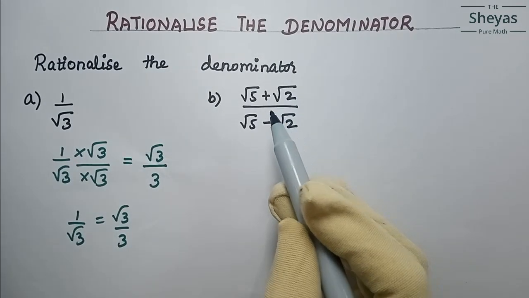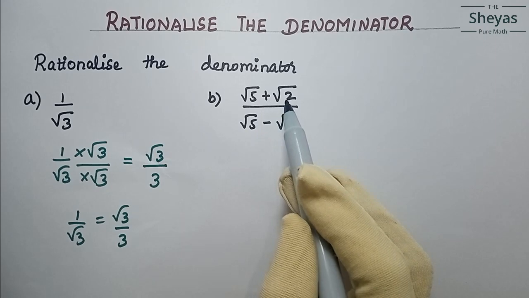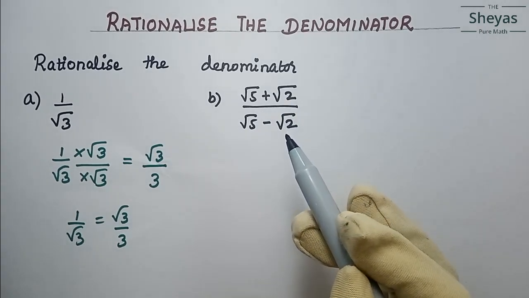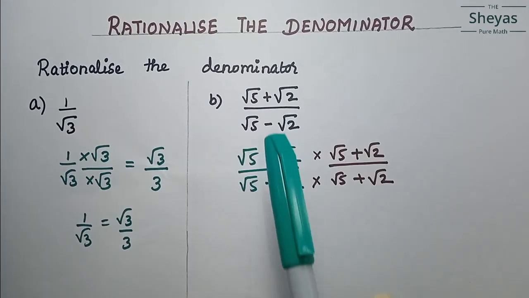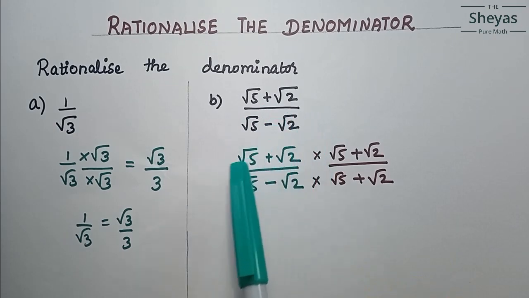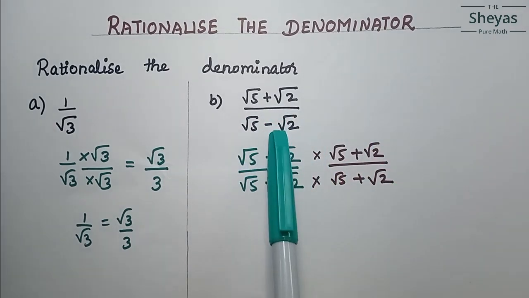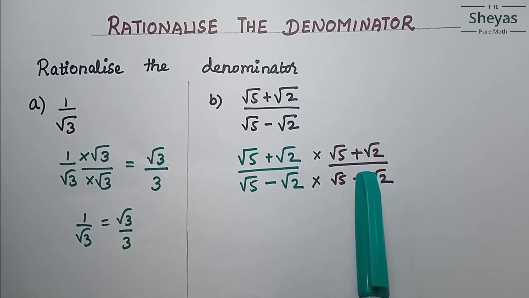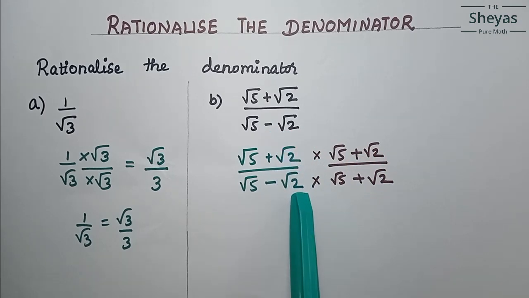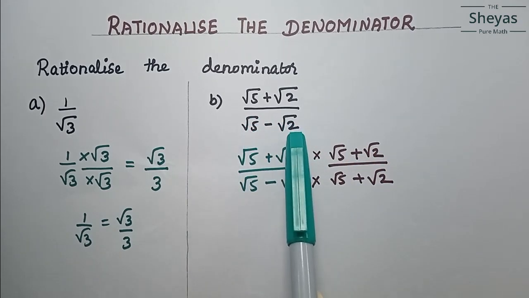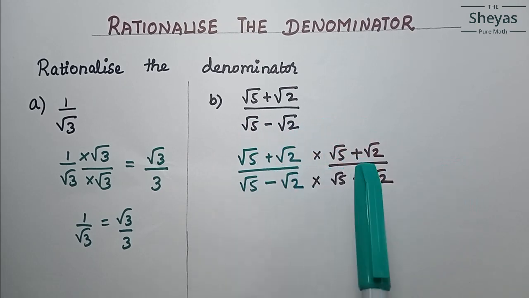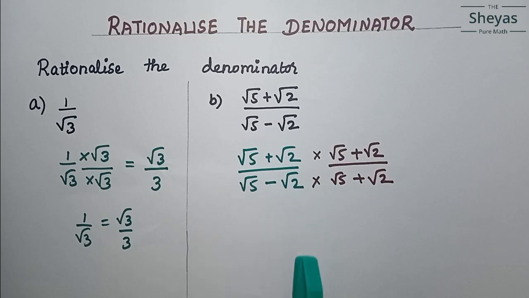Next problem, rationalize the denominator: root 5 plus root 2 by root 5 minus root 2. So here in this problem you have root 5 minus root 2. What is the conjugate you have to take? If it is minus, then you have to take plus, root 5 plus root 2, and multiply that with numerator and denominator. So the conjugate of root 5 minus root 2 is root 5 plus root 2. With this value I am multiplying the numerator and denominator.